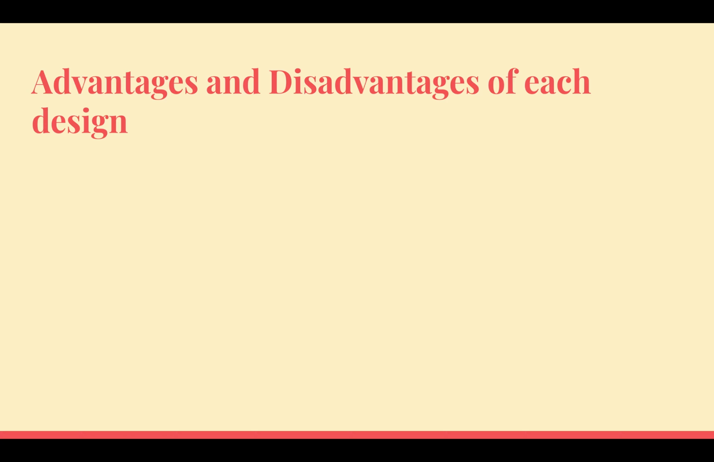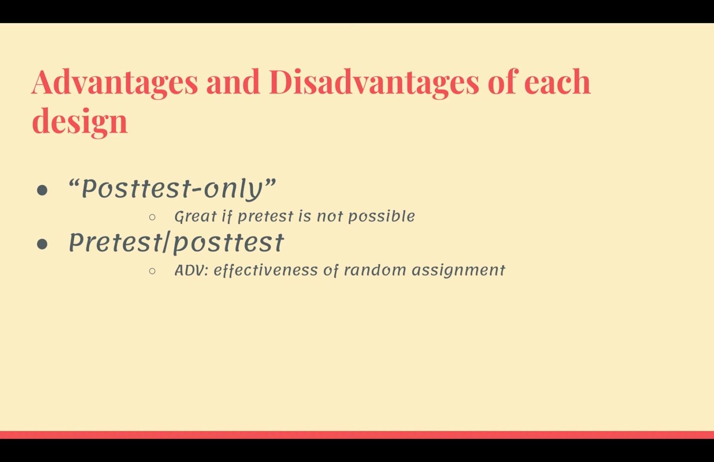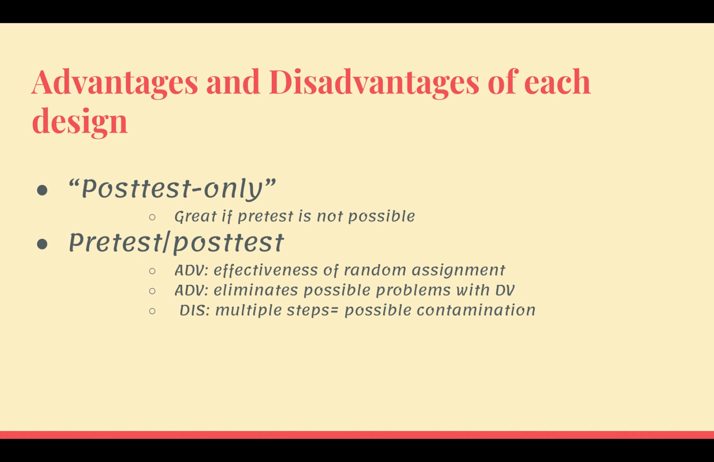There are some advantages and disadvantages to both the post-test only design and the pre-test post-test design. A post-test only design is only good for situations where a pre-test cannot be utilized. A pre-test post-test design can help to see the effectiveness of random assignment, and it can help eliminate any problems with the dependent variable, also known as DV. But it is susceptible to being contaminated as a result of multiple steps.